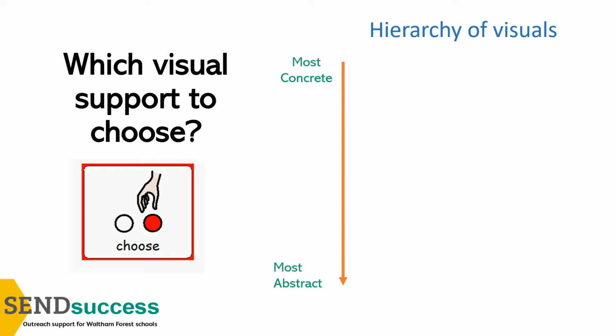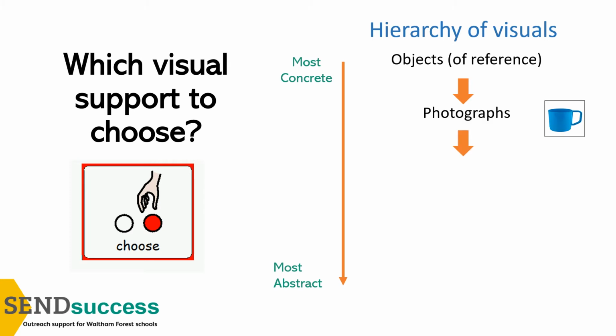Now, the visual support that we might use can be organised in this hierarchy here, where at one end we've got the most concrete representation of the thing we're trying to express, up to the most abstract representation of that same thing. So at its most concrete, we have objects of reference, whereby we use an object to represent an activity or a place. For example, you may show a child a plate to show them that it's time for lunchtime, that it's time to go to the dinner hall. Next, we have photographs, very specific photographs of objects or things or activities.